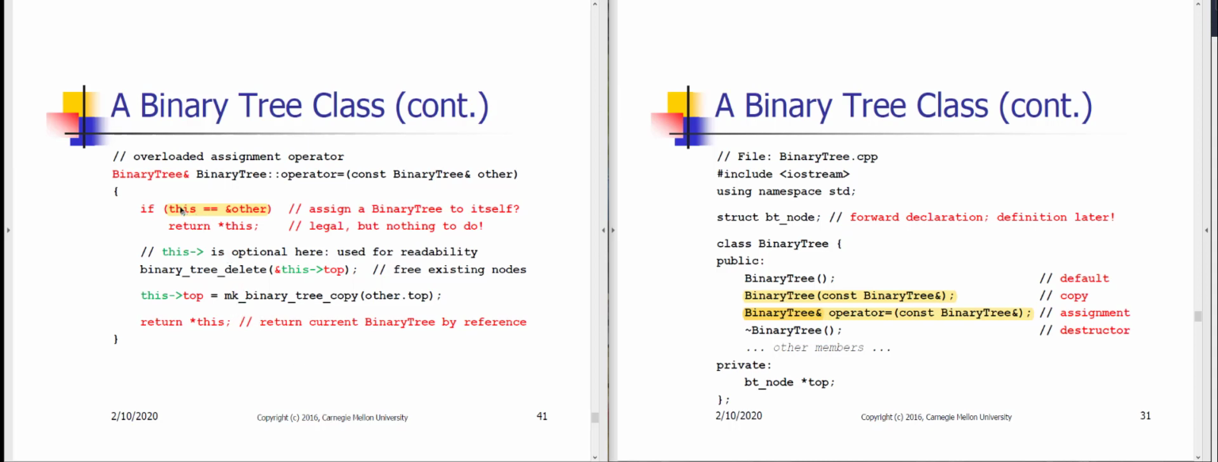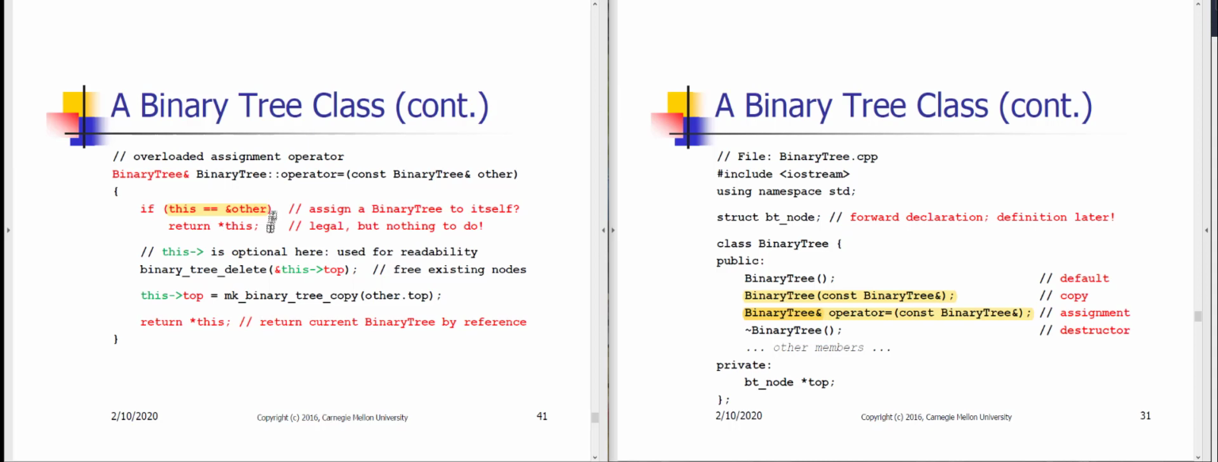The way to do this is to compare the keyword this with the address of other. Other is the reference to the right-hand side binary tree of the assignment, and if this, which is the address of the current binary tree, is the same as the address of the other binary tree, that means you are attempting to assign one binary tree to itself.